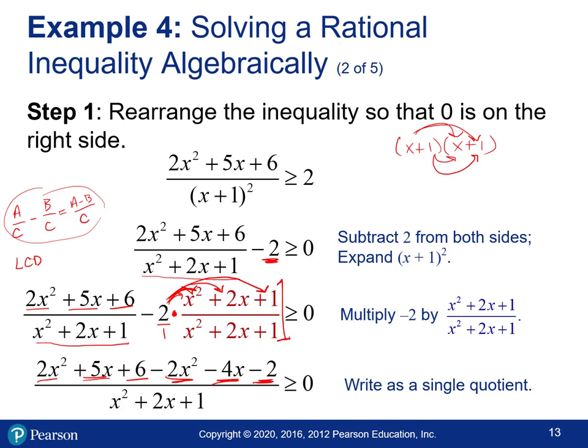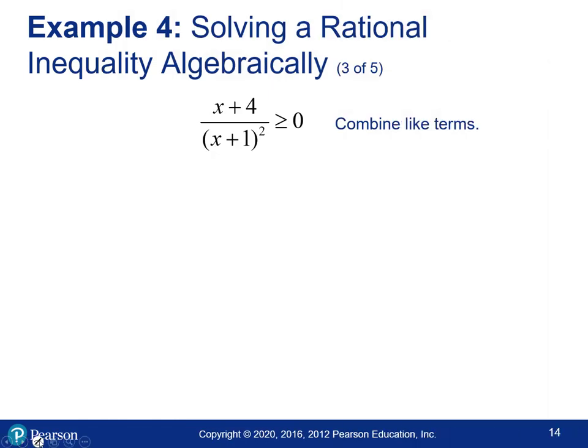You have 5x, let's go change colors really quick. You have 5x minus 4x, so that's 1x. You have 6 minus 2, so that's 4. And then you have 2x squared minus 2x squared, so those are gone. So here's what it really looks like. If you factor the bottom back out, it's x plus 1 squared. The top was just x plus 4 after we simplified.